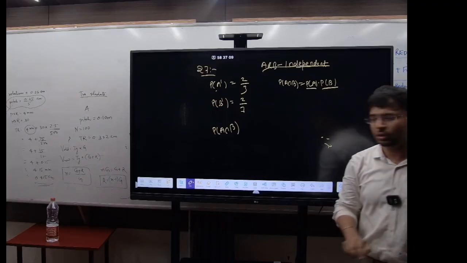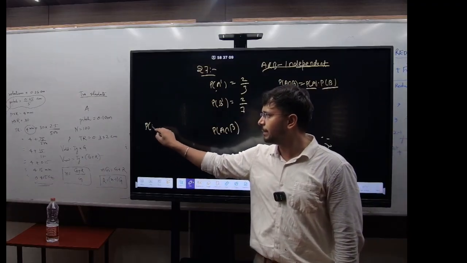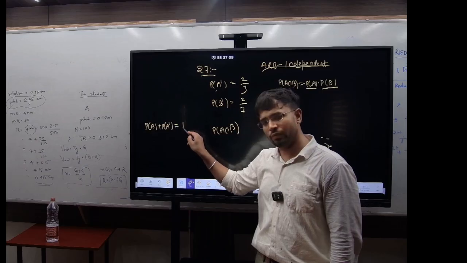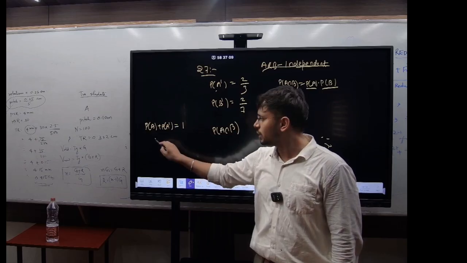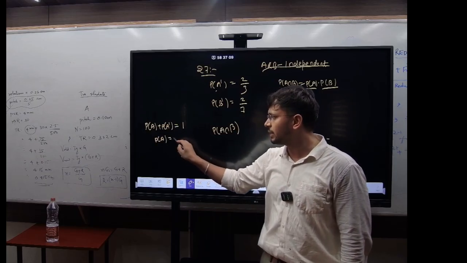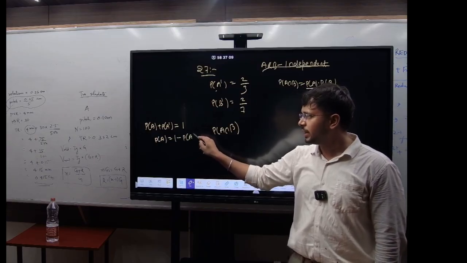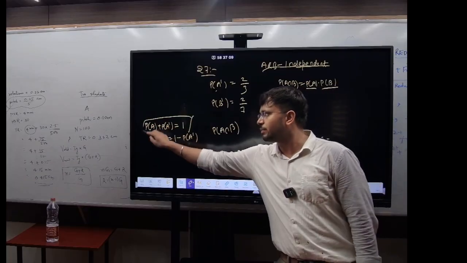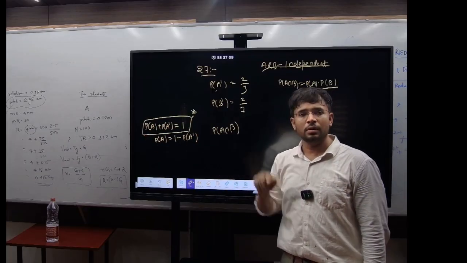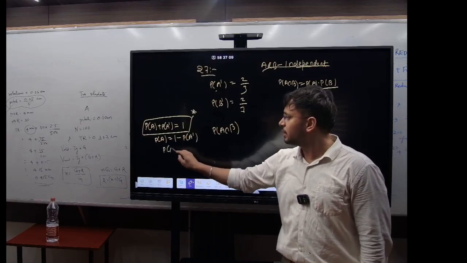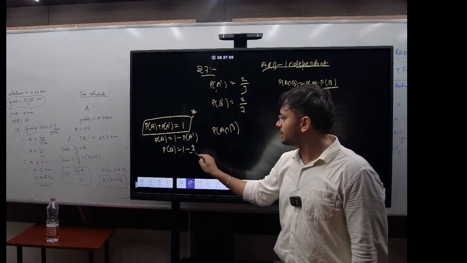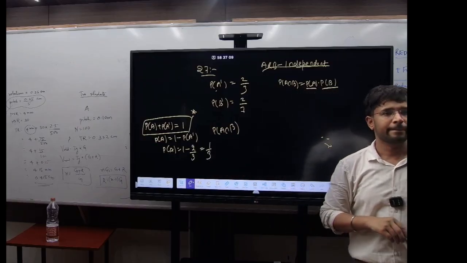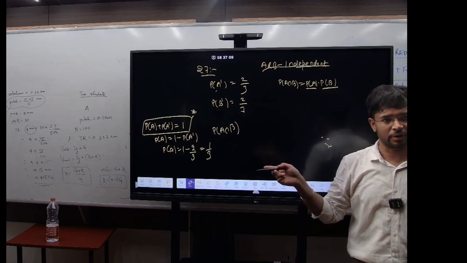So we know one more thing: P of A plus P of A dash, what will this be equal to? 1, always. So what will be P of A if P of A dash is given? 1 minus P of A dash. Yes or no? This is important again. So what will be P of A, tell me? 1 minus 2 by 3. If I solve, it will come 1 by 3. Sure?